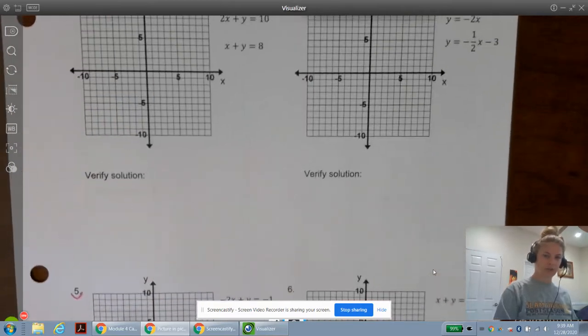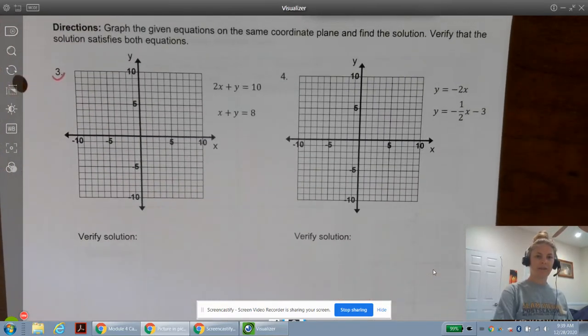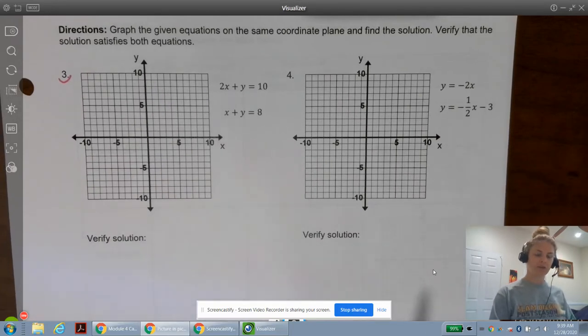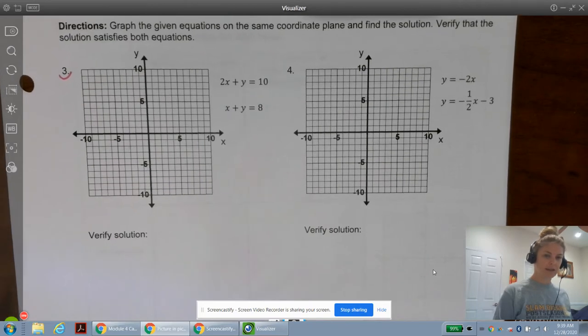Let's read the directions because directions are super important. It says graph the given equations on the same coordinate plane and find the solution. Verify that the solution satisfies both equations. So I'm going to do 3 and 5 with you, and then you're going to do 4 and 6 on your own. Okay, so let's take a look at number 3.